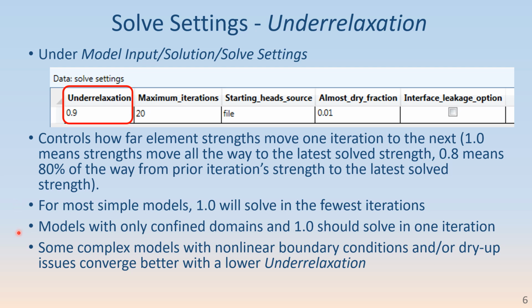If you have a model that's all confined domains and you set this to 1.0, it should solve in one iteration because all your boundary condition equations are linear and it won't require iteration. When you have more complex models with nonlinear domains and boundary conditions, and possibly some dry up issues where you're getting nearly zero saturated thickness, that can be a greater challenge to convergence, and that may be a case for reducing this under relaxation parameter.